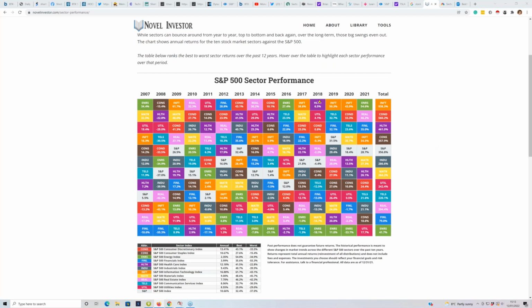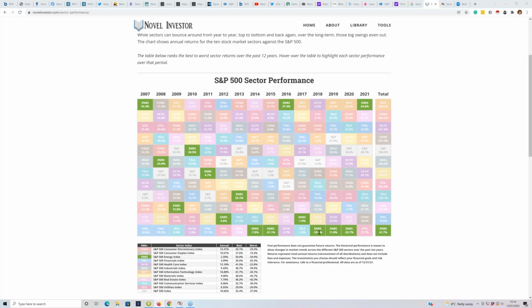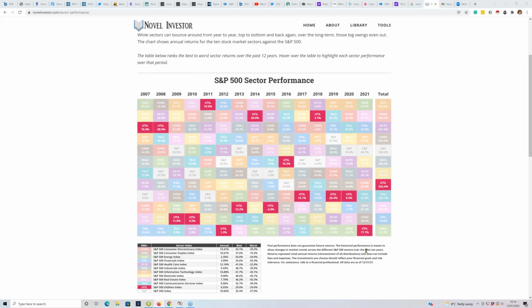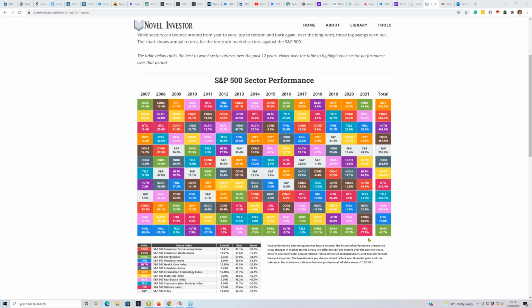In 2020, you saw energy was right at the bottom. In fact, it took the bottom spot in 2018, 19 and 20. Then last year, bang, it came up top. The worst performing sector was utilities.